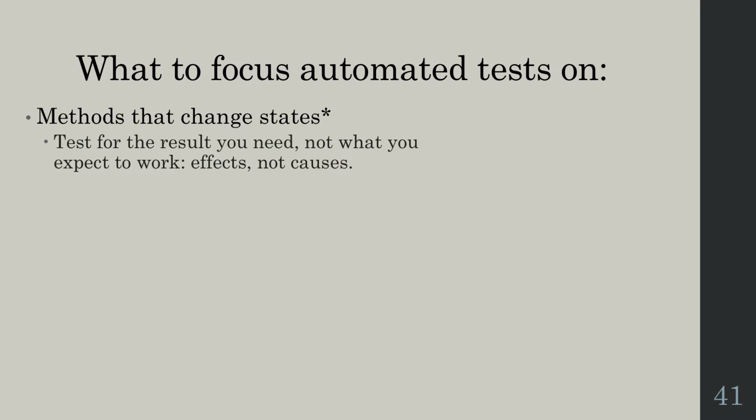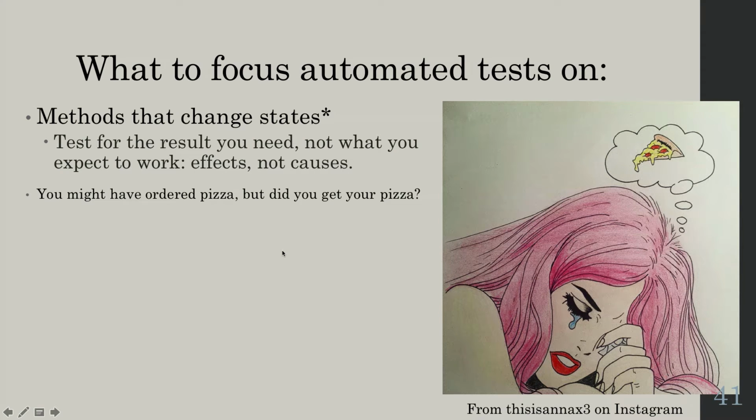That way, if the method changes, your test might not immediately break, or it might successfully fail if someone changed the number for Pizza Hut to Jimmy John's and the call was successful, but you didn't get your pizza. And it's like, how can you live a life like that? She just wanted a pizza.